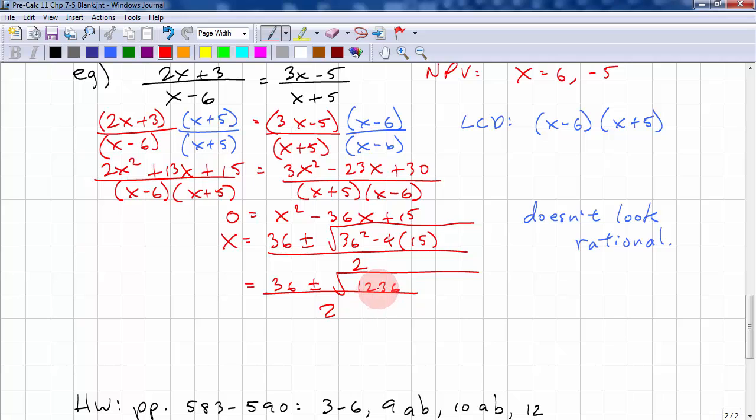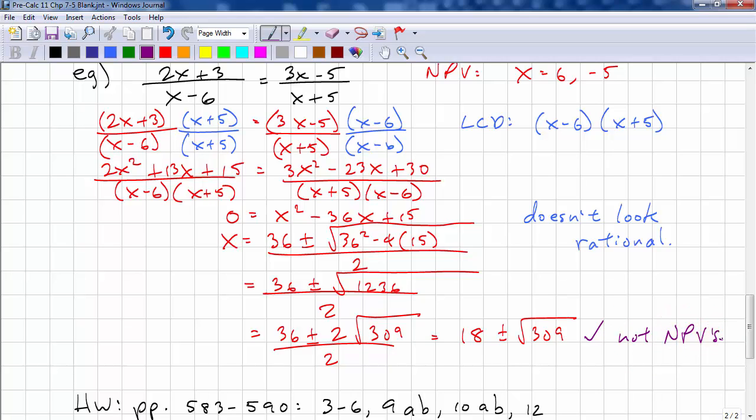We can factor out 4 from here. So 36 plus or minus 2 root 309 over 2. So this simplifies into 18 plus or minus square root 309. And this is irrational, so clearly it doesn't match the non-permissible values, so both of these are answers, not NPVs. And that completes this lesson.